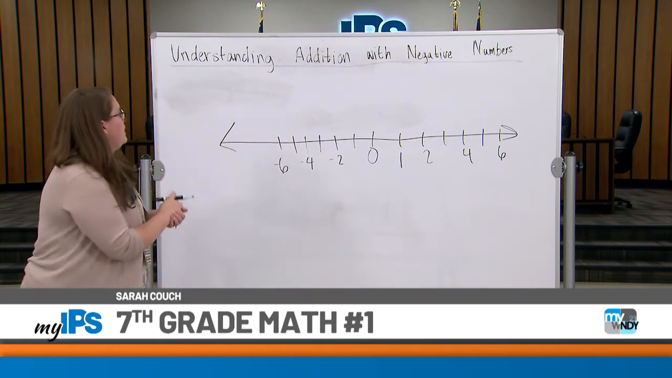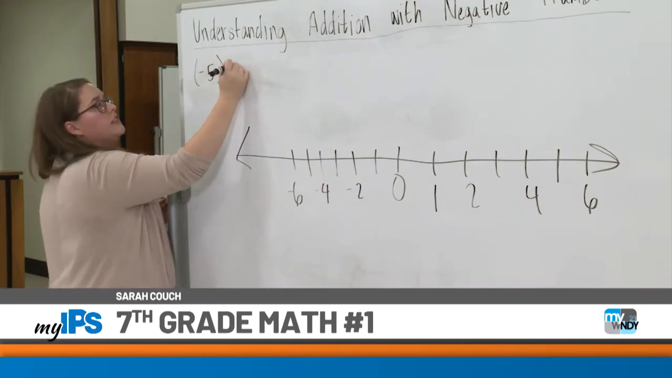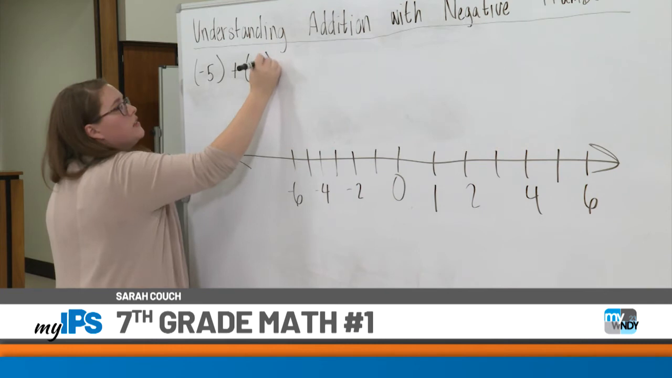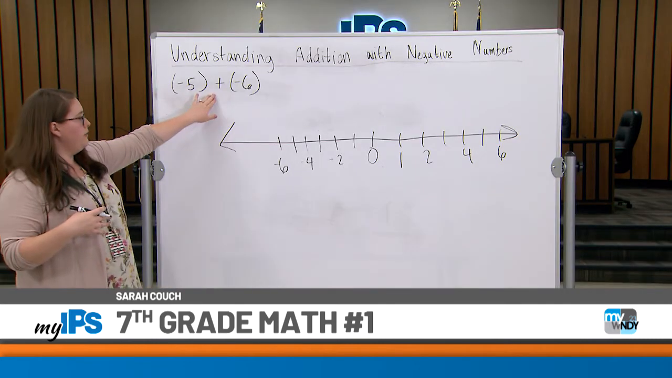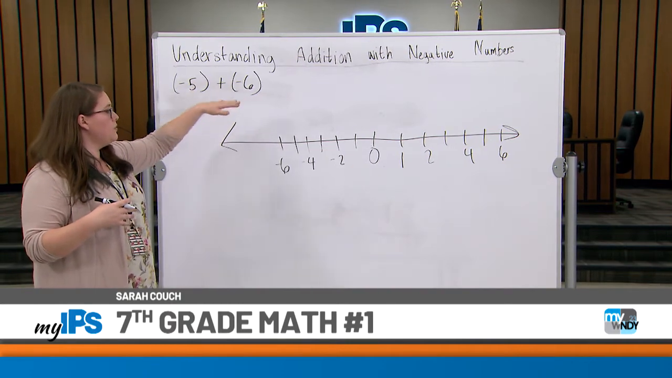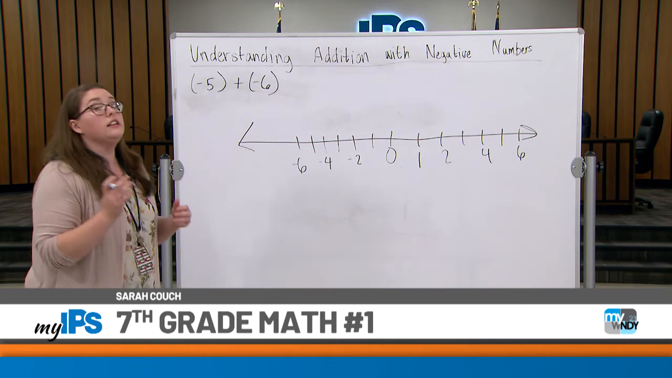All right, guys, so the next part says, how would the number line model be different if you wanted to find -5 plus -6? Okay, so we're still adding, right? But now instead of adding a +6, we're going to be adding a -6. So we need to look at that a little bit differently.